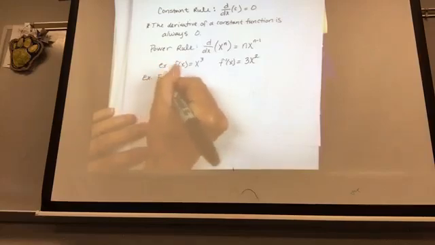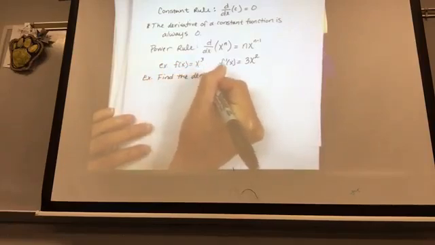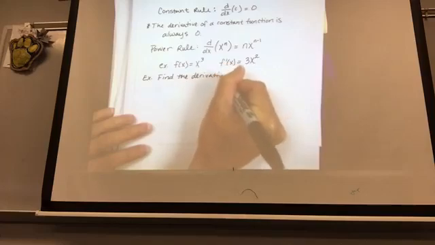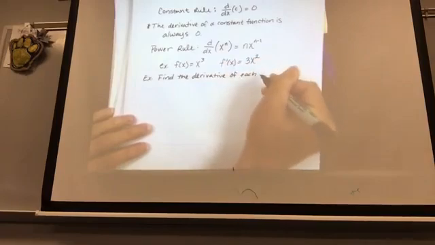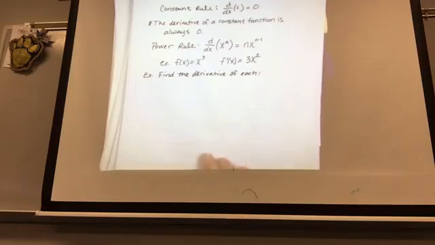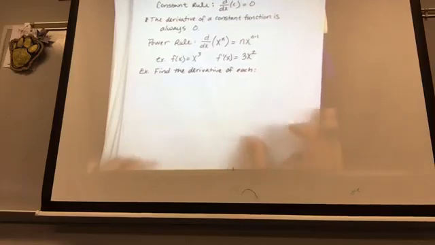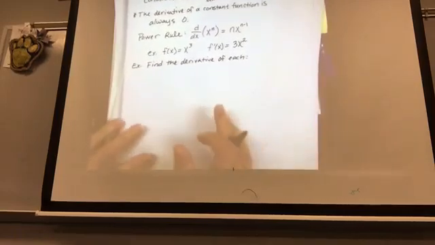So examples. Find the derivative of each. Now this doesn't mean we can forget the formal definition, because I guarantee you there's going to be a question on the AP test that uses the formal definition of the derivative. So we'll still practice with it throughout the year. So find the derivative of each.